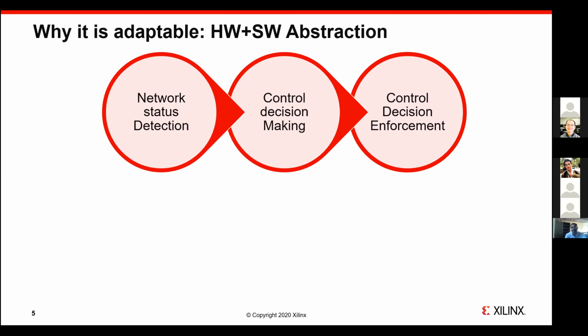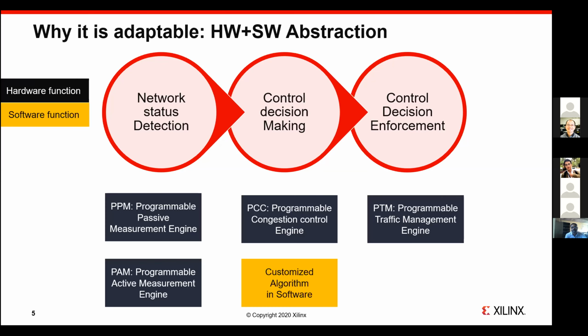With these three phases, we could further propose some programmable engines. For example, here we do network status detection. We further classify the tens of metrics that could be measured and used by different kinds of congestion control algorithms in the second phase.